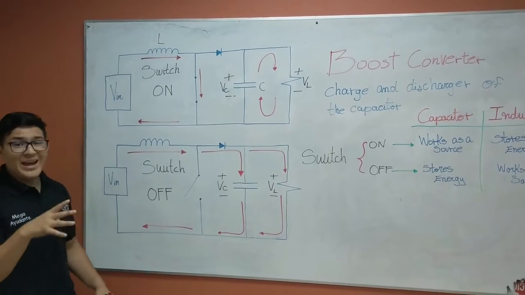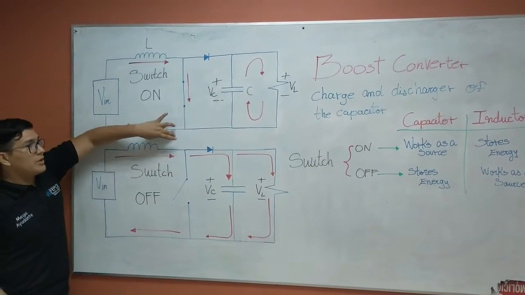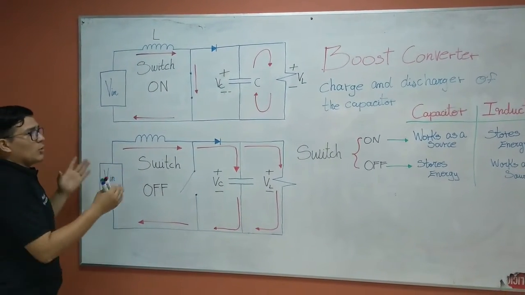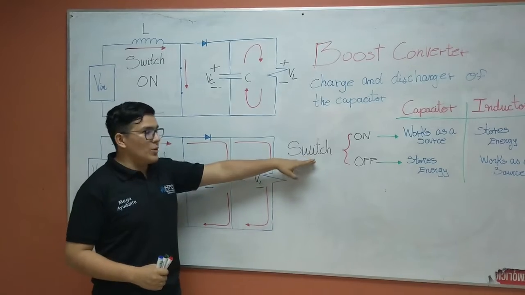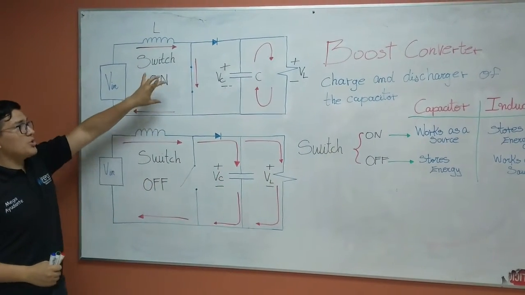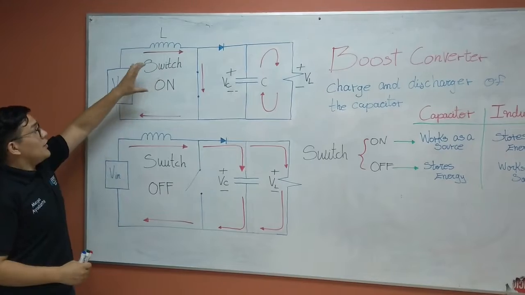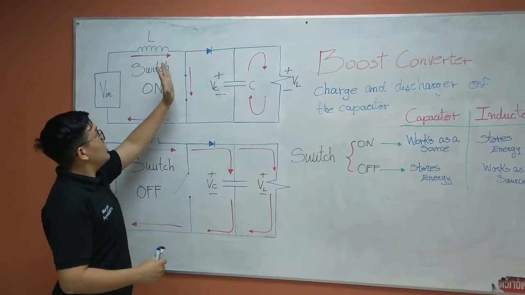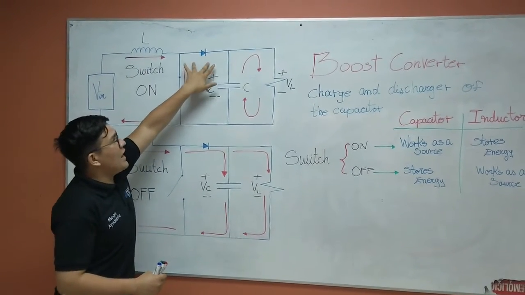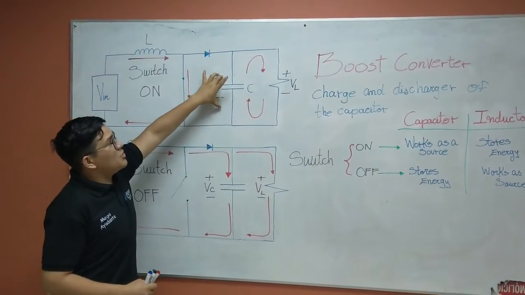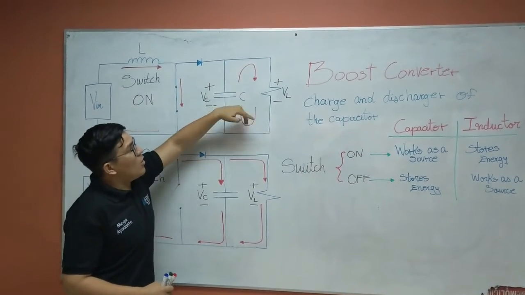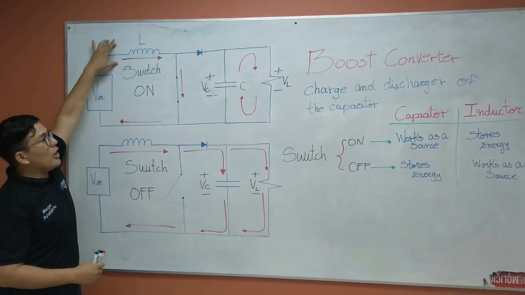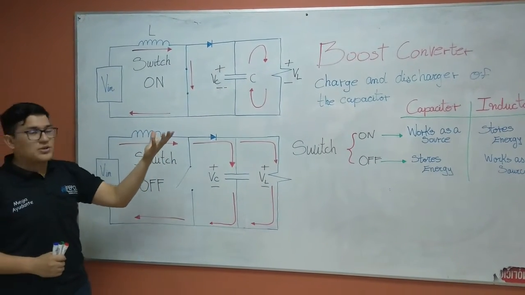My name is Santos, and I'm going to explain how the circuit of a boost converter functions. We have to know that this circuit has two steps. The first one is when the switch is on, and when the switch is on we have this circuit. So the capacitor is going to work as a source because the current doesn't pass by the diode. So the capacitor is going to give a current that is going to pass over the load. Also, the inductor is going to store energy during this process.